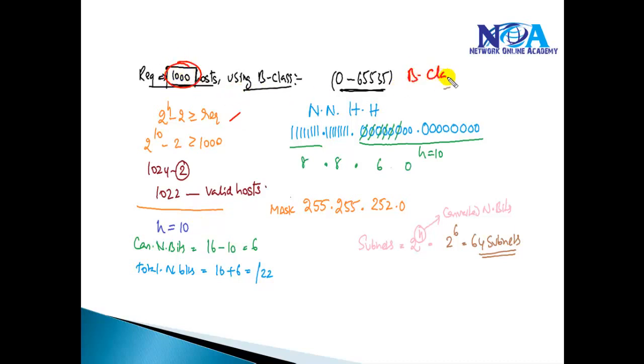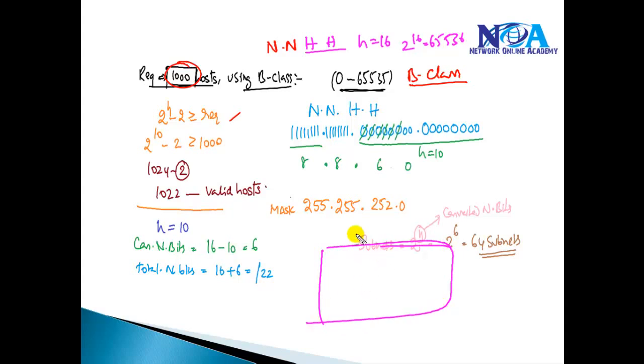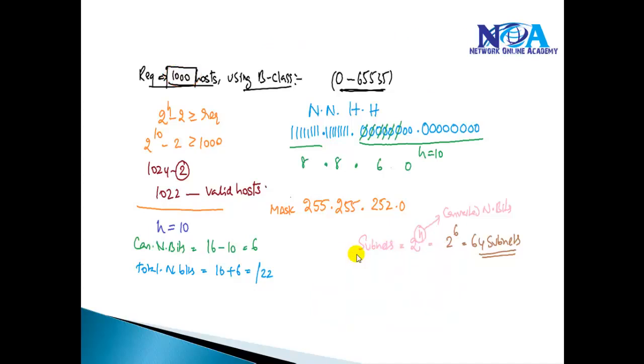Now B class by default supports 65,536 addresses, because in B class there are two network portions and two host portions. So the host bits will be 16, and 2 to the power of 16 is 65,536. Now the default size for any B class network is 65,536, but I don't want such a big size. I want to divide this network into small networks, so that each network will get a requirement of 1000 hosts. Now how to do that?